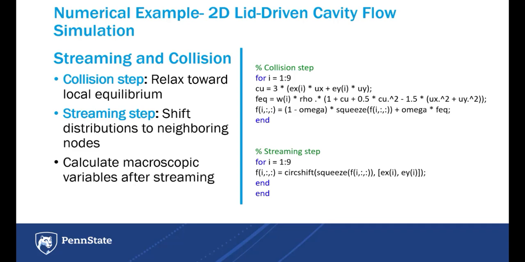At each time step, we apply the collision step, where each particle distribution relaxes towards an equilibrium based on the current velocity and density. After collision, we stream the distributions in the direction of the respective velocities to neighboring nodes. This is key to capturing fluid behavior.